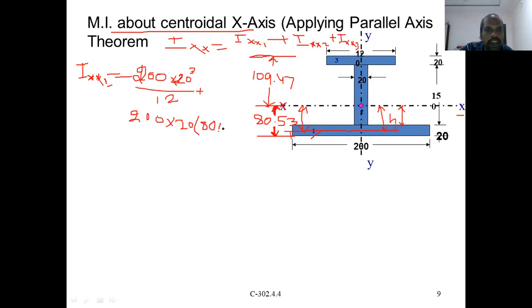That is nothing but 80.53 minus 10, square, h square. That's how you have to calculate the moment of inertia of the first figure.